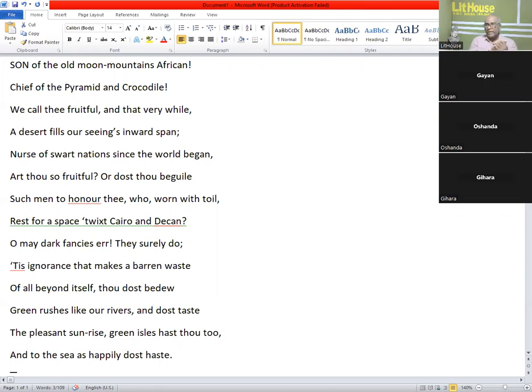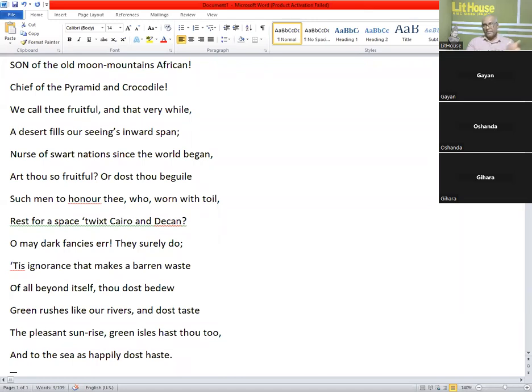Now, in every country, there is a river which is holy to them. Now in India, Ganga, the Ganges, is holy to them. They worship the Ganges. Now in Africa, they worship the Nile.